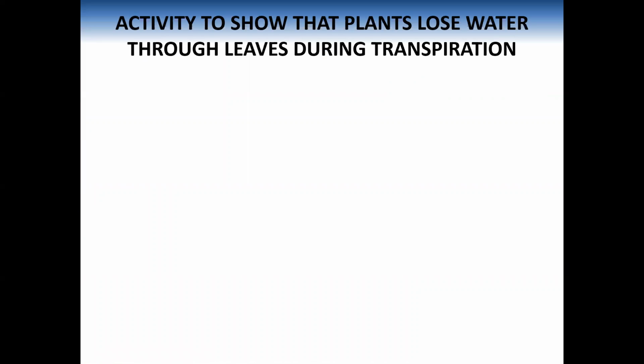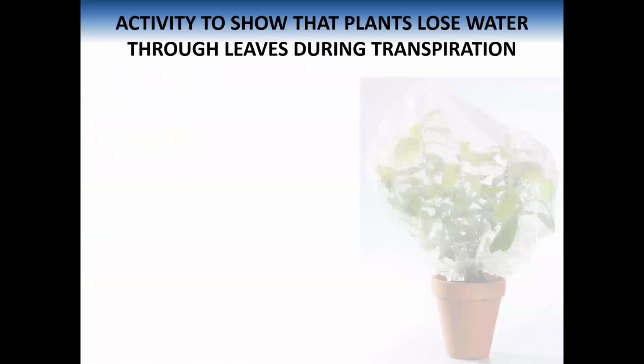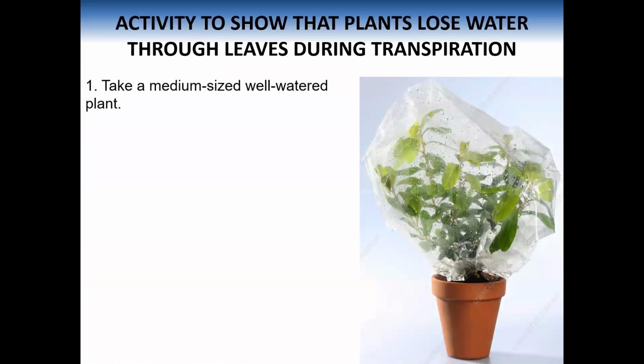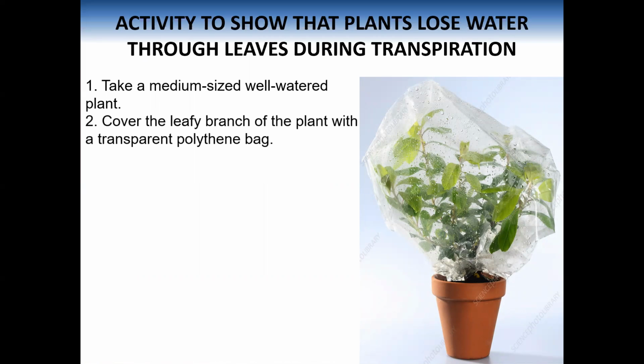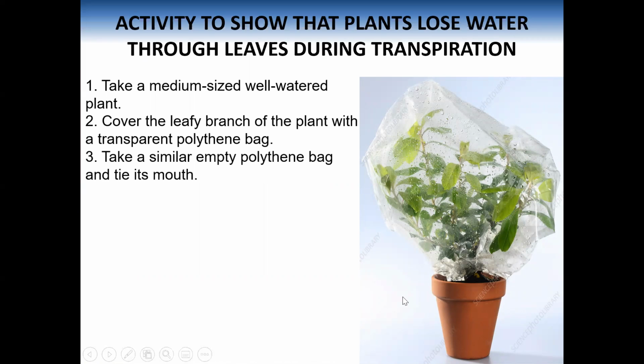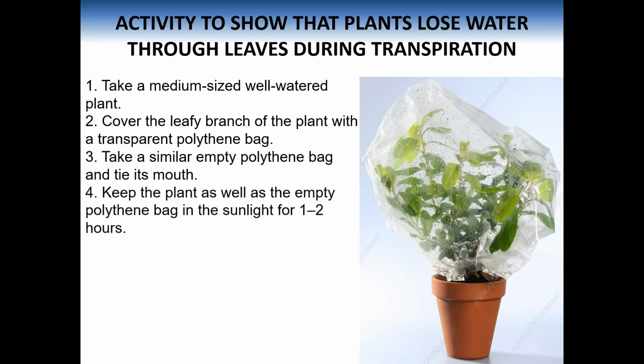Activity to show that plants lose water through leaves during transpiration. For this activity, you have to take a medium-sized, well-watered plant and cover the leafy branch of the plant with a transparent polythene bag like this. Take a similar empty polythene bag and tie its mouth. Keep the plant as well as the empty polythene bag in the sunlight for 1 to 2 hours.